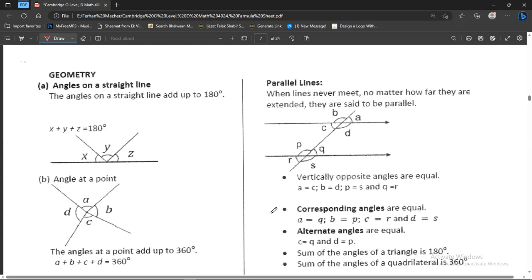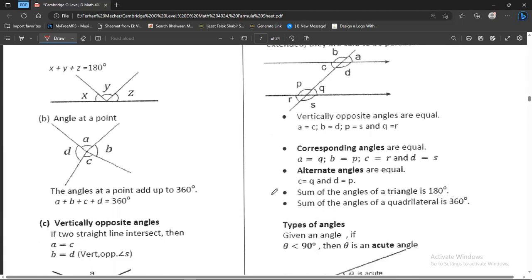Alternate angles are those angles which are inside the parallel lines, where one is on the right side of the transverse line and the other is on the left side of the transverse line. So for example, here D and P are alternate to each other. C and Q are alternate to each other. Alternate angles are equal to each other. So C will be equal to Q and D will be equal to P.